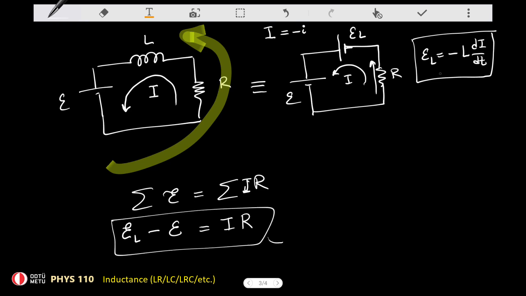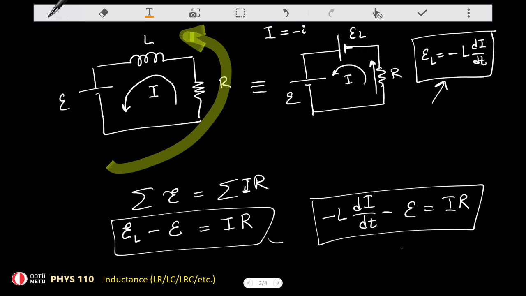And then I write this equation for the EMF of the inductor. So therefore, this is minus L times di over dt minus the EMF is equal to I times R. I suggest that you just check whether this is correct or not.